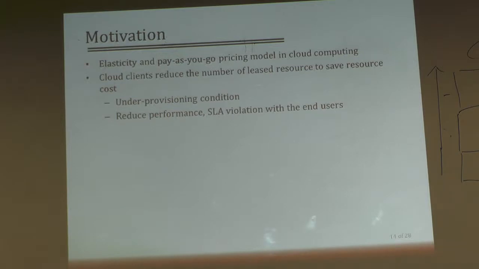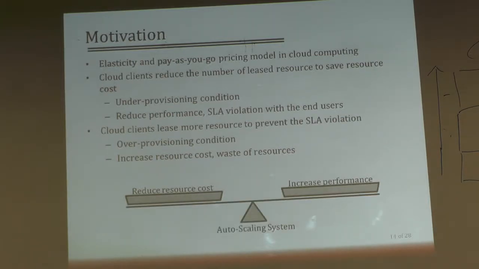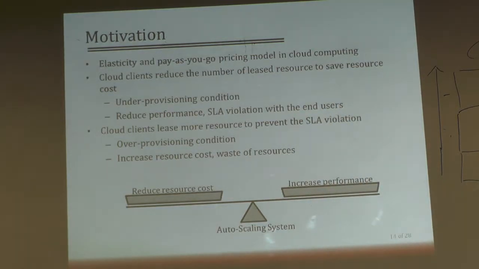Okay, now what is the motivation for this research? Any research you want to do, there has to be a reason why you want to do it. Now we know that cloud has elasticity that is unlimited. We also know that it's a pay-as-you-go pricing model. Okay, good. But there are two things that we need to take care of. When the cloud clients reduce the number of leased resources in order to save cost, what happens? You have two problems. Number one, an under-provisioning condition can happen, because the cloud client wants to save money. Number two, you have reduced performance, and as a result of that, SLA violation is happening.